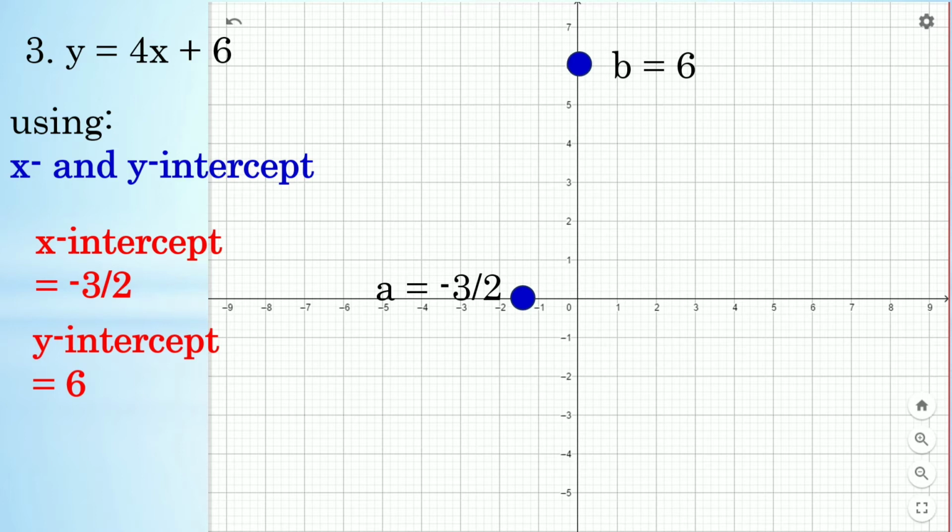And then, kapag na-plot na natin yung dalawa, pwede na natin siyang i-connect. Ayan. So, this is the graph of number 3, y equals 4x plus 6 using x and y intercept. So, madali lang din siya.